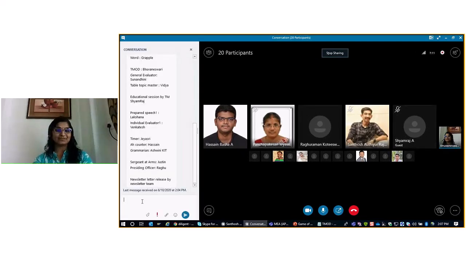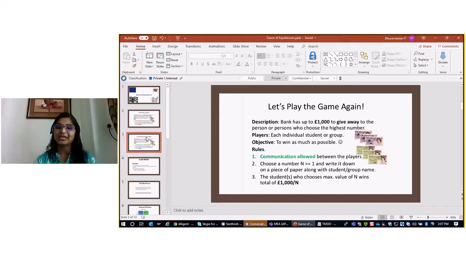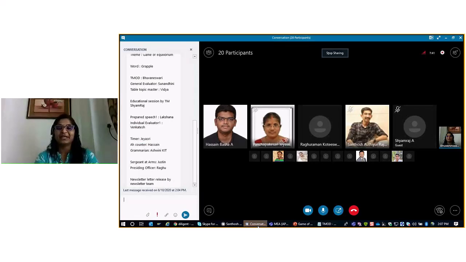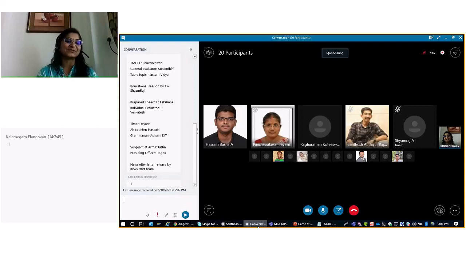Next, I'm going to the next part of the game, the same game but with a small twist: communication is allowed. The 20 of you can talk among yourselves and come up with a number, and you will be getting the amount based on the maximum number which is quoted. Now that you can communicate, if you are in a group, what do you think would be the number? Yeah, great. I'm getting the answer.